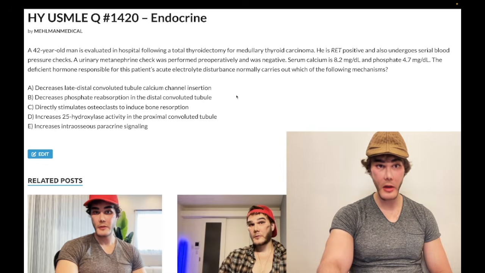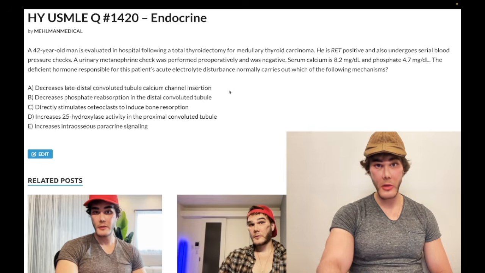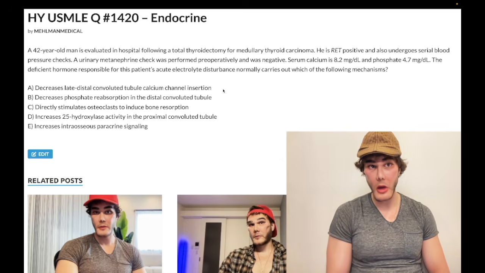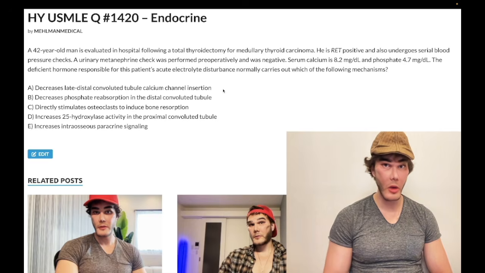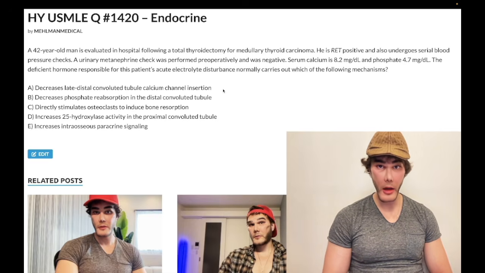Choice A, decreases late DCT calcium channel insertion, is wrong. It's the opposite. PTH normally upregulates a calcium channel in the apical membrane of the late DCT. It does three things in the kidney. Number one, as I just said, it's going to upregulate an apical channel, which means on the side of the urine. Basolateral means side of the blood. So it upregulates an apical calcium channel in the late DCT, allowing calcium to move out of the lumen into the cell.